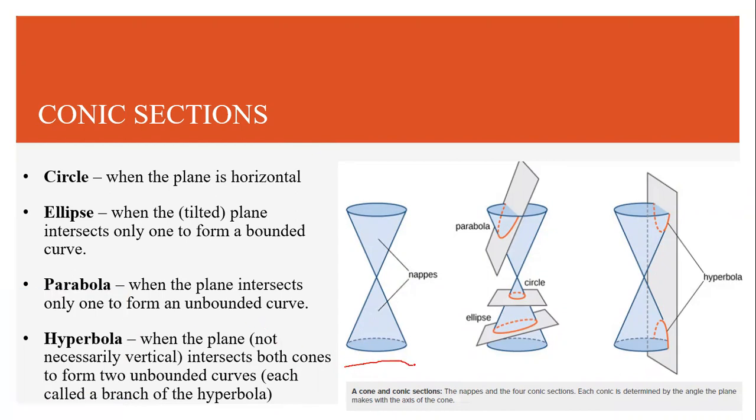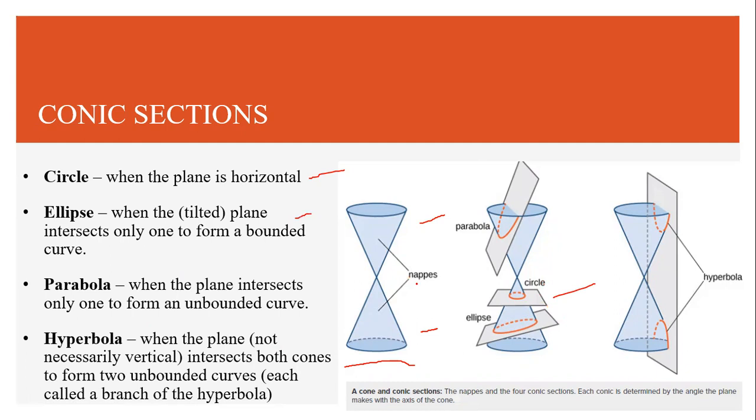This cone is the upper cone and lower cone. We call it nappes. Okay, so a circle is formed when the plane is horizontal. So it intersects the cone, either here at the top or at the bottom, horizontally or parallel to the base, to create a circle. The top view cross section will look like a circle.